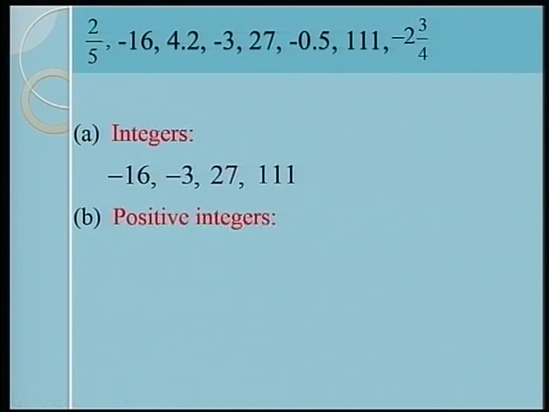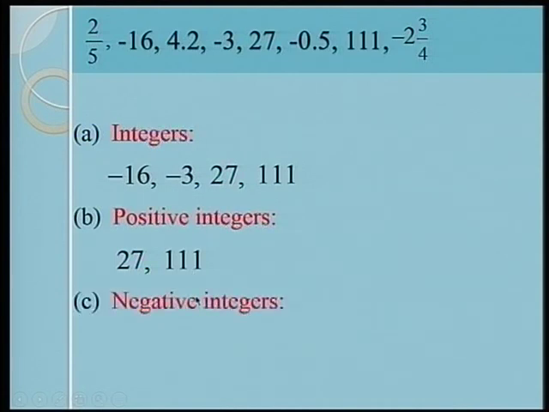We need to find positive integers. We will select from the first part, that is the list of integers, the positive integers. Whenever there is no sign in front of an integer, it is understood that it is a positive integer, like 27 and 111. So the answer for positive integers will be 27 and 111.